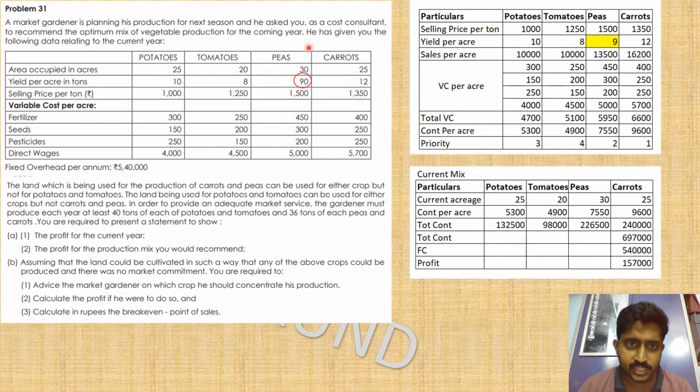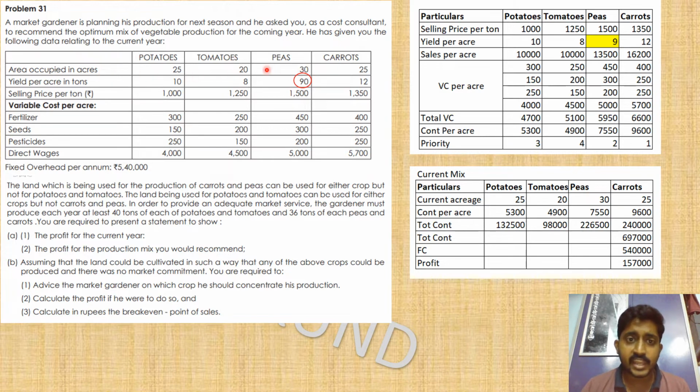Okay, let me read out the question. We are the cost consultant, to recommend the optimum mix of vegetable production. So we are dealing with vegetables, and we have to find the optimum mix. Here optimum mix means the top priority should be given to the most profitable vegetable, and in decreasing order the land will be allocated. Given the following data: area occupied. So they already have some area, they are already doing the cultivation for tomato 25 acre, potato 25 acre, tomato 20 acre.